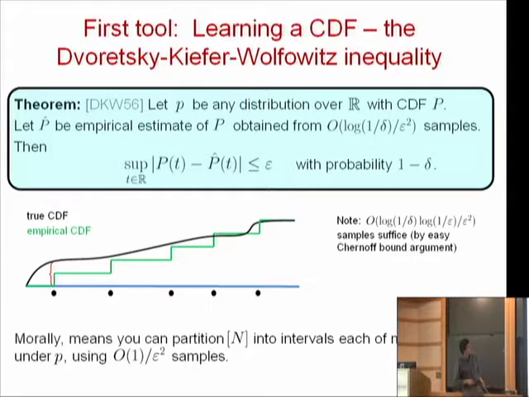OK, yeah, so what does this DKW inequality say? Basically, it says that 1 over epsilon squared samples is enough samples to pointwise learn any real-valued random variable CDF up to pointwise accuracy epsilon. OK? So just kind of saying it in math over here, if you take that number of samples, you have the kind of obvious empirical estimate of the CDF of your probability distribution or your random variable.